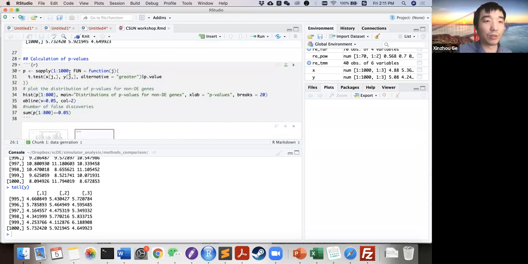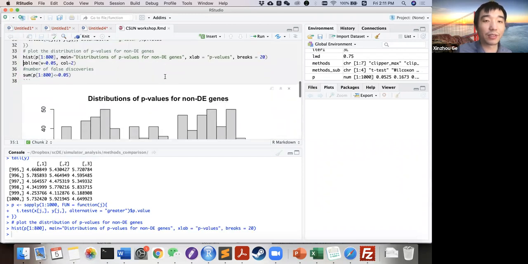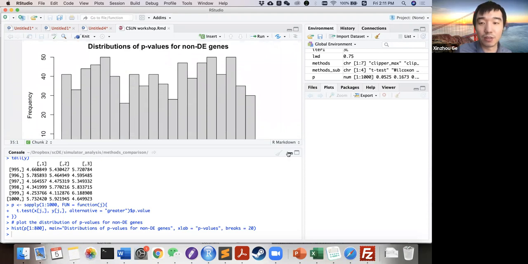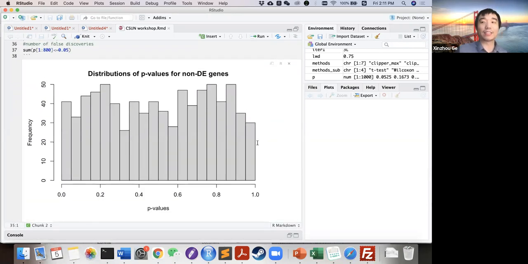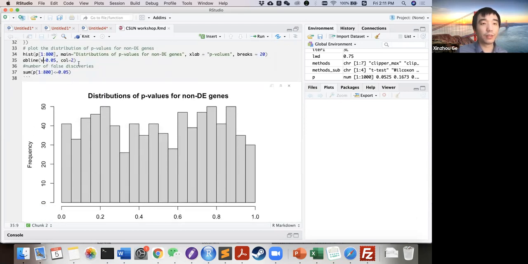And then we can also look at the p-values. Here I just use a two-sample t-test to calculate the p-values, and then we can look at the histogram of the p-values. So here is a histogram of all the p-values, and we can see it is uniformly distributed. So this simulation further validates that if the null hypothesis is true, the p-values should follow a uniform distribution from 0 to 1.